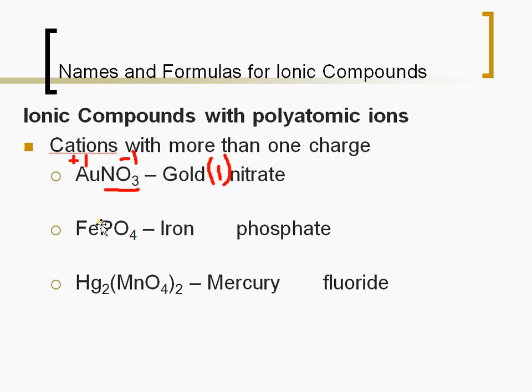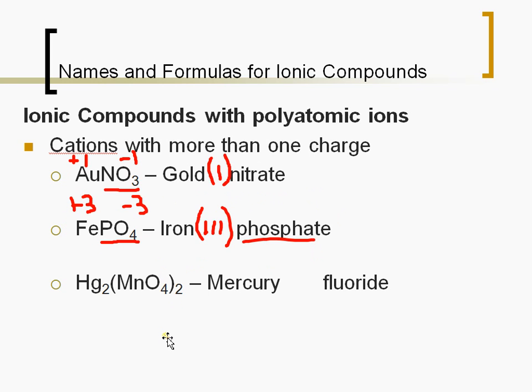Here I have a polyatomic ion called phosphate. If you look on your chart, it has a minus 3 charge. Since I needed 1 iron to cancel that out, this has to be a plus 3. So this is going to be iron 3 phosphate, again, to signify that that was a plus 3. And again, we don't change the endings of polyatomic ions the way we named them.